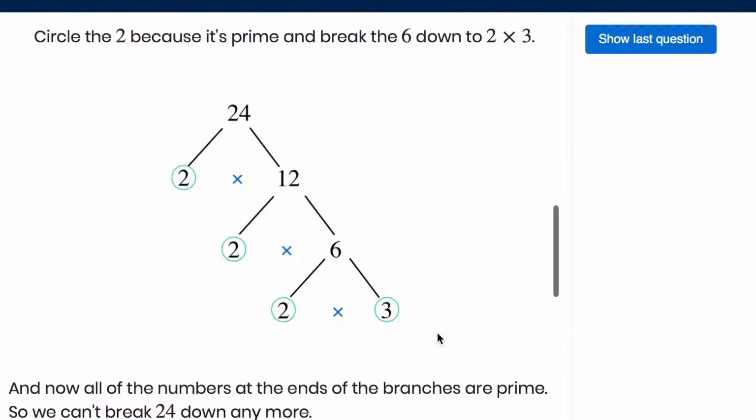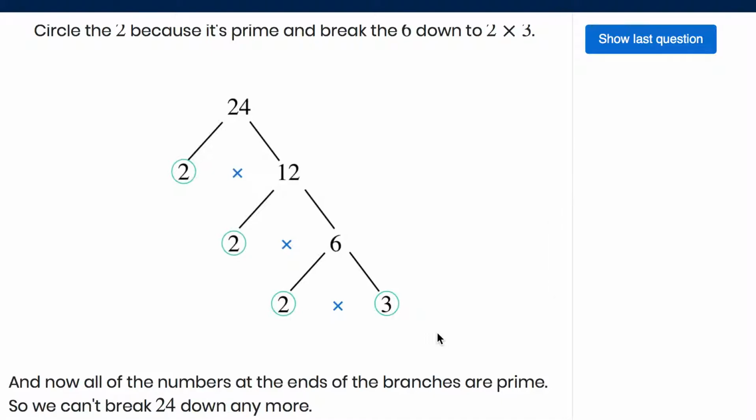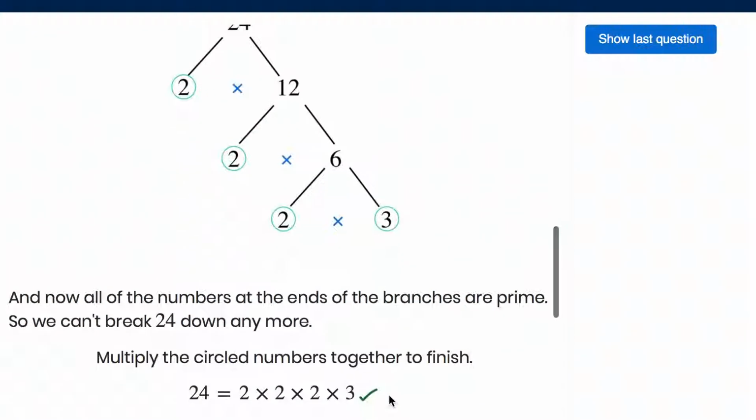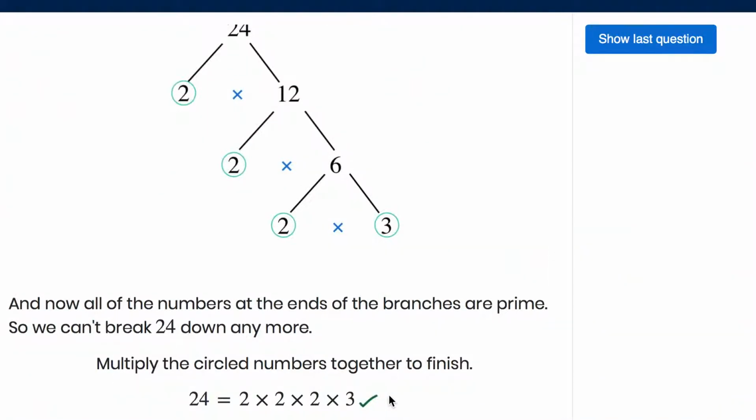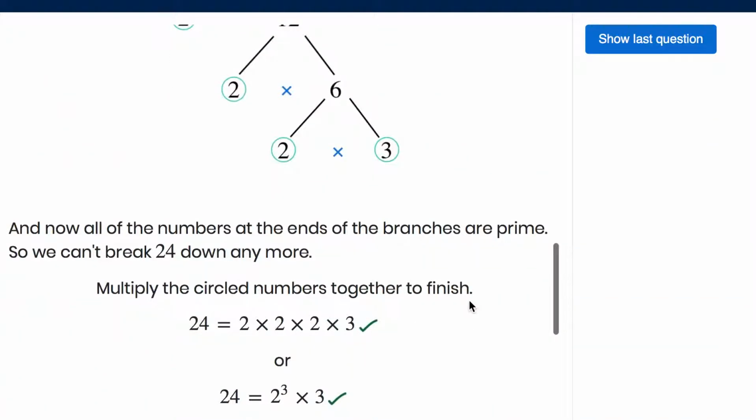Okay, now all of the numbers at the ends of the branches are prime. This means we cannot break 24 down anymore. So if we multiply the circled numbers together to finish, we get 24 equals 2 times 2 times 2 times 3. We can also write this more neatly as 24 equals 2 cubed times 3. And that's because 2 cubed is 2 times 2 times 2. And that's it. We have written 24 as a product of its prime factors. All the numbers are prime and multiplied together.